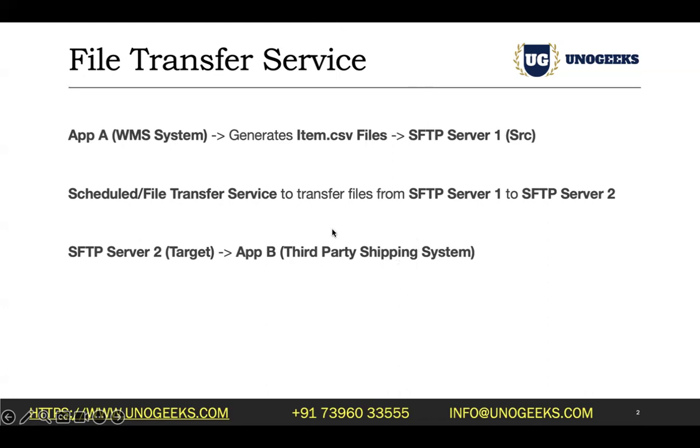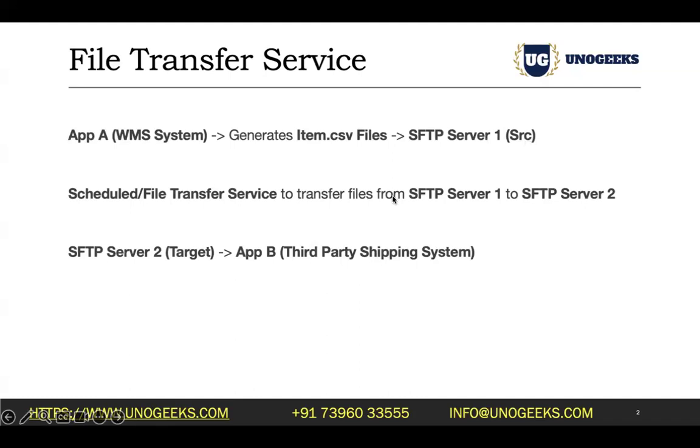But can we go to the client and ask them to expose the SFTP server where the WMS system is writing the files to the third-party system? The client might not be okay with it because there could be many other sensitive files sitting in SFTP server 1. So the client might not be okay to expose this SFTP server or give access of this server to a third-party system, or shipping systems or external applications.